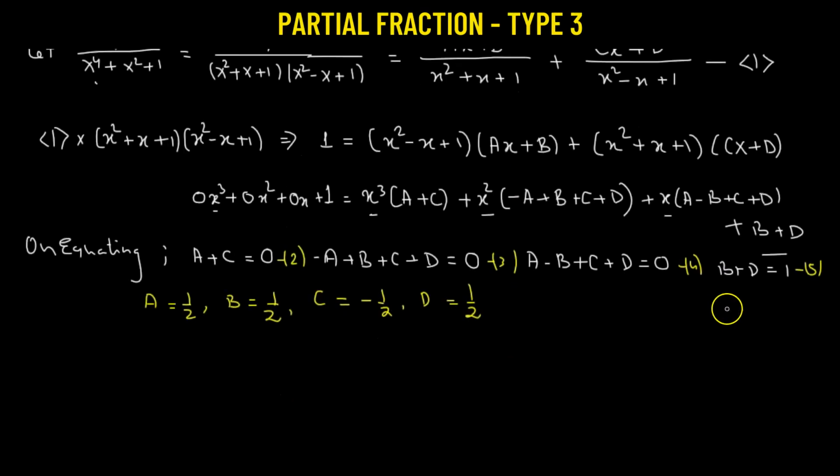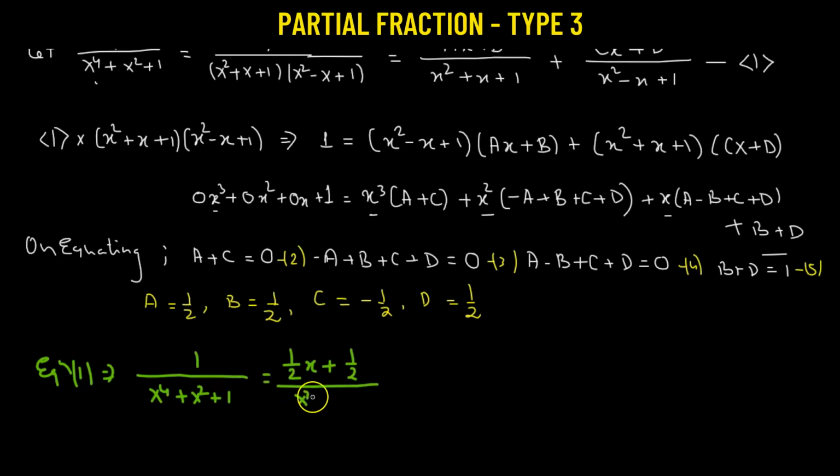So let's do that. Equation number 1 will now give us 1 over x raised to the power of 4 plus x squared plus 1 equals, so we chose ax plus b, that means half x plus half divided by x squared plus x plus 1. Then we have negative half x plus half, divided by x squared minus x plus 1. So this is the required partial fractions. So we have successfully resolved the given original rational fraction into its constituent partial fractions.